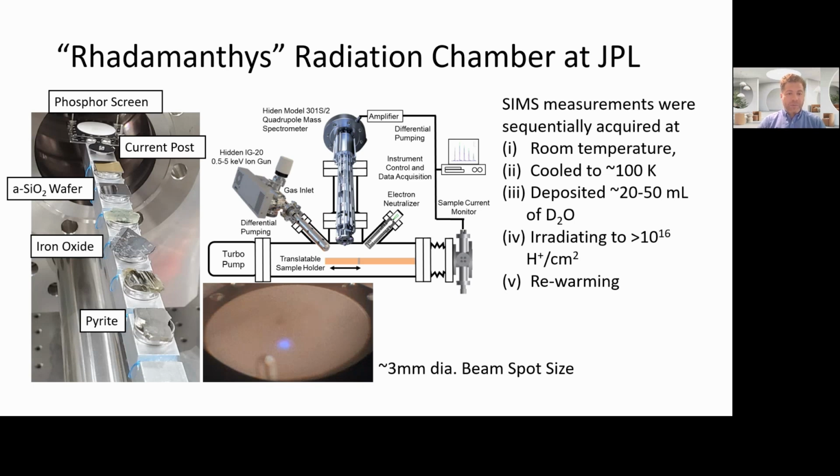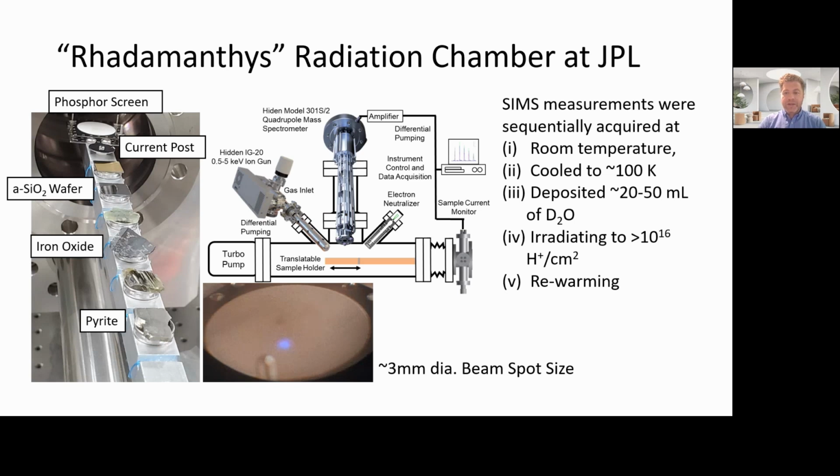The chamber was outfitted with a 0.5 to 5 keV ion gun. The work that I'm talking about today will be done with exclusively 5 keV H2+ ions, a Hiden quadrupole mass spectrometer that was able to detect the sputtered secondary ions, and a translatable cryogenically cooled sample holder that we use to cool down the samples and then deposit the water onto them.